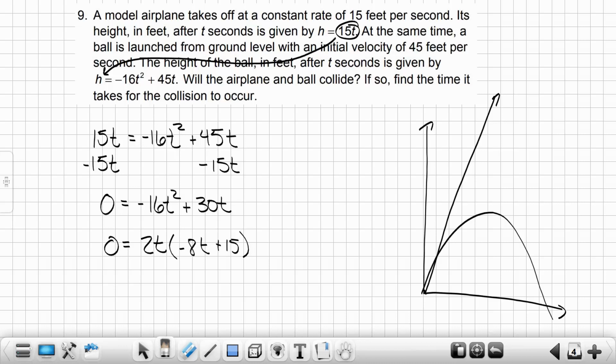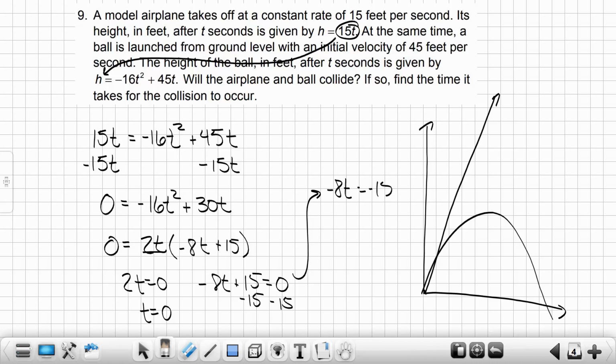So now, 2t equals 0, but that gives me time is 0. Of course, they launched at the same time. So yes, I already knew at time 0 they crossed each other. But then I also have negative 8t plus 15 equals 0. So it's like completely different problems. Yes, you separate them into 2 problems. This was actually something you did in Algebra 1, whether or not you recall it.